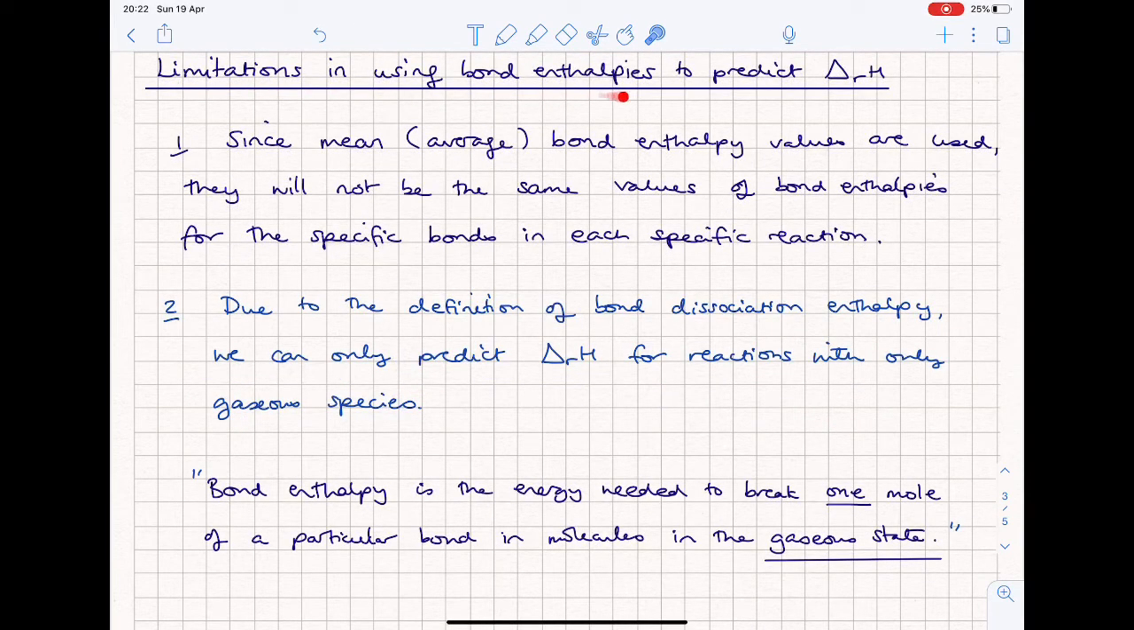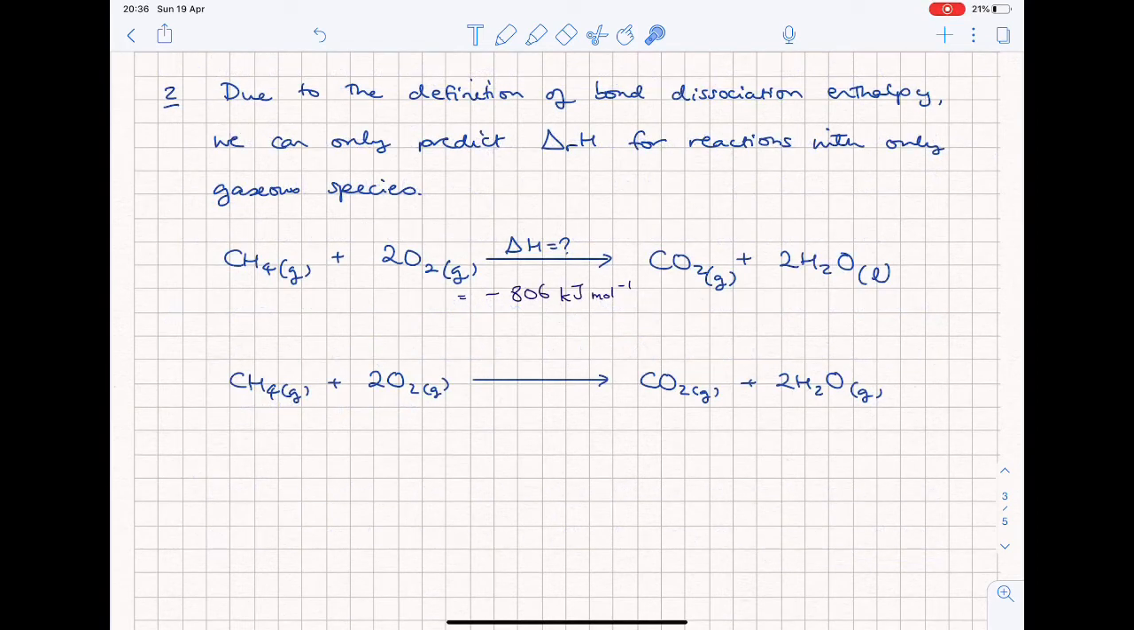Another limitation of using bond enthalpies to predict the enthalpy change of a reaction is due to the definition of bond dissociation enthalpy itself, which is defined in terms of the fact the enthalpy change must be for gaseous species. So this means we can only predict enthalpy changes for reactions which contain only gaseous species. If there are species in other states of matter, we need to account for the enthalpy change when those states of matter changes occur.